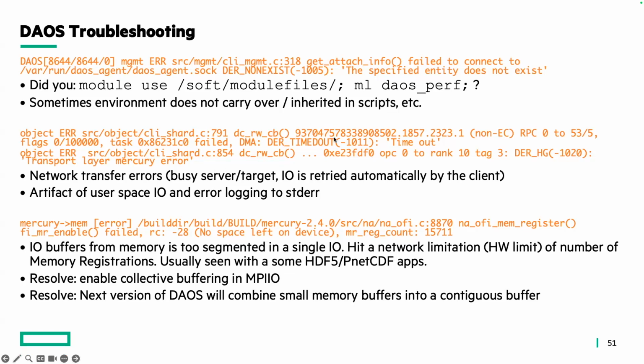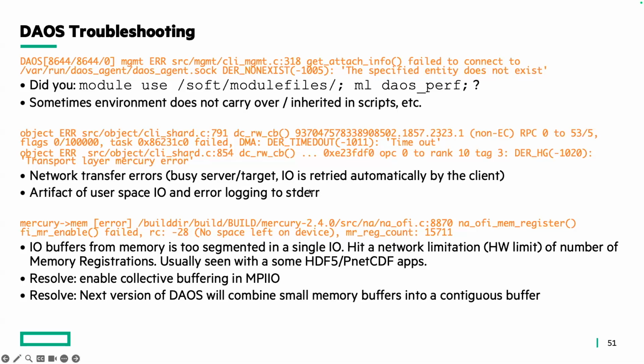But when using user space IO, you will see sometimes errors from the storage that you are not accustomed to seeing. So these types of errors, if they come from the network, basically timeout or transport layer Mercury errors, are usually transfer errors. They are not fatal. They are basically saying your server target is busy. It can be you are doing something naughty or somebody else is doing something naughty on the system, and you get some timeout error from the server, and your IO is retried automatically by the client, but it logs an error in that case. So it's not fatal. It's an artifact of just doing user space IO.